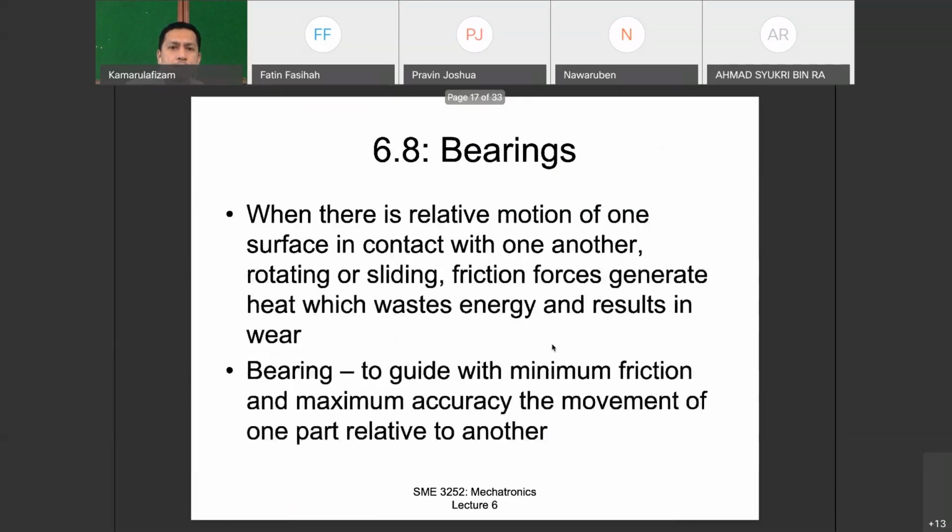Everyone probably knows what a bearing is, the thing that rotates and has balls inside. Okay, we call it a ball bearing. Rotation, sliding, friction forces generate heat. Usually this thing gets hot because you have friction between the balls and the surface of the housing material.